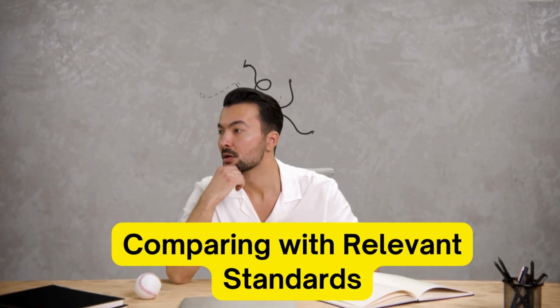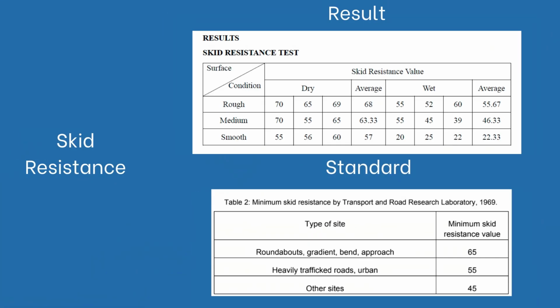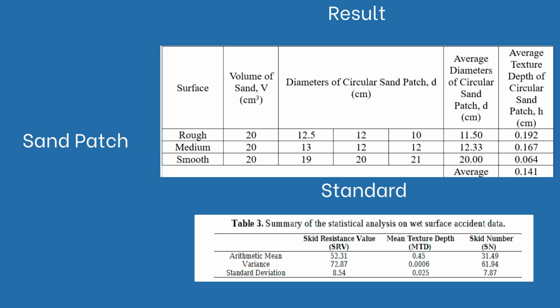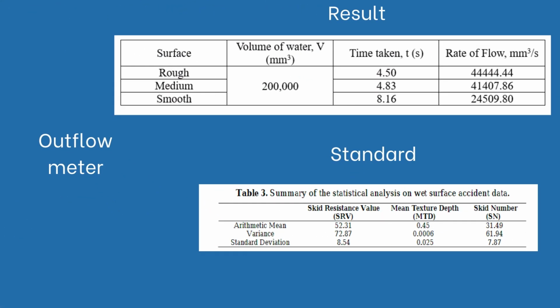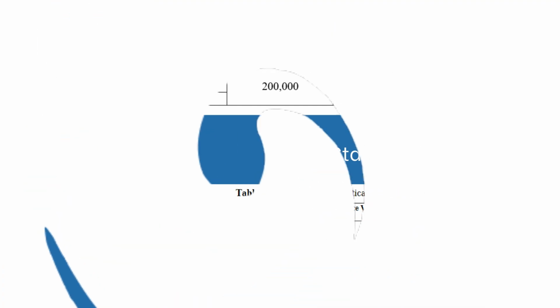Comparing these results with the relevant standards, which require a minimum skid resistance value of 65 under dry conditions and 50 under wet conditions for high-speed roads, and a minimum texture depth of 0.15 centimeters, we find that rough surfaces exceed the minimum requirements under both dry and wet conditions and texture depth. Medium surfaces meet the minimum requirement under dry conditions but fall slightly below under wet conditions and are on the lower end for texture depth. Smooth surfaces meet the minimum under dry conditions but fall significantly below the requirement under wet conditions and texture depth.